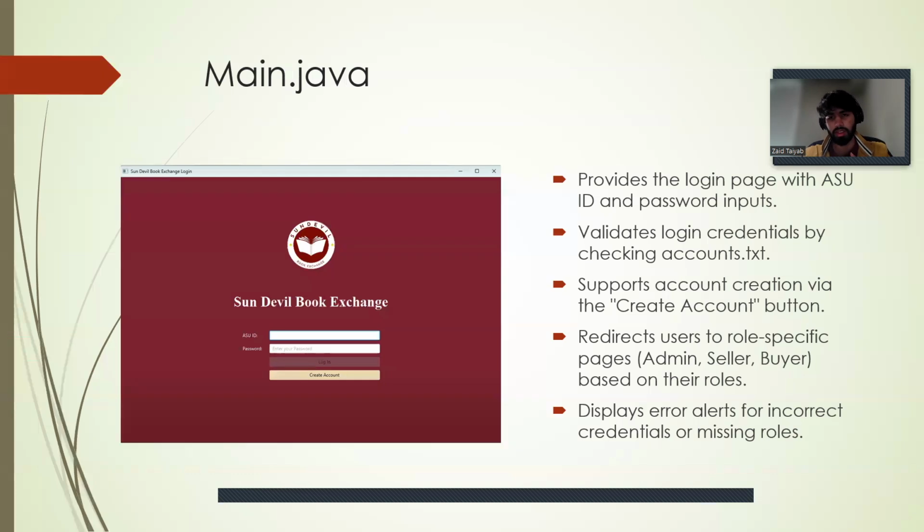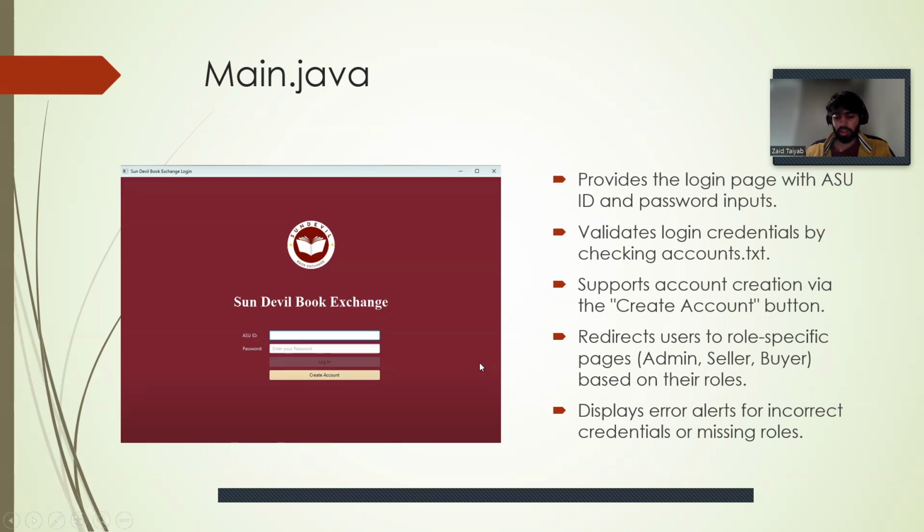So starting with main.java. So this object provides us the main UI of our project, and it provides us with the login page with ASU ID and password input. So if we do not have an ID or password, we can create one by clicking the create account button, and it validates whether our login is correct by checking the accounts in accounts.txt files.